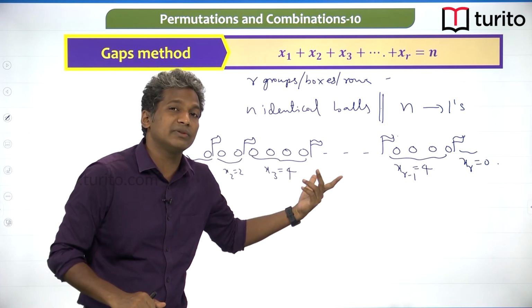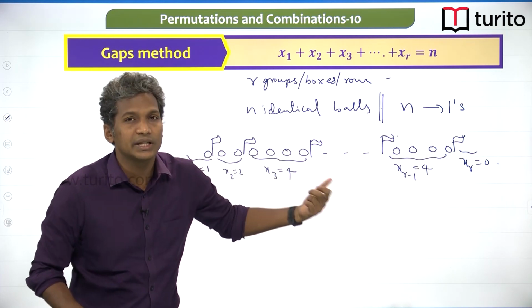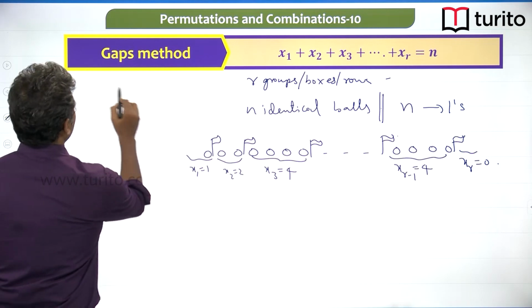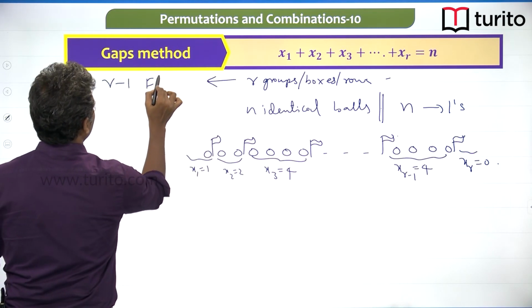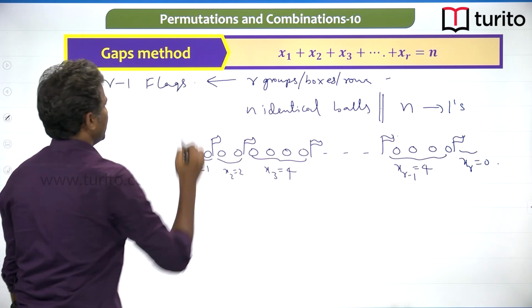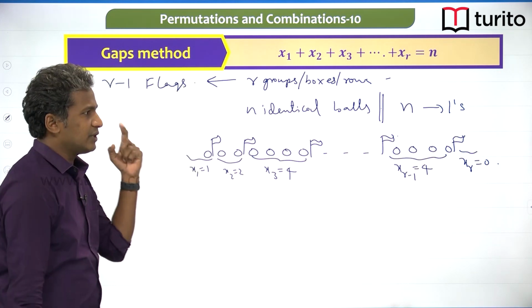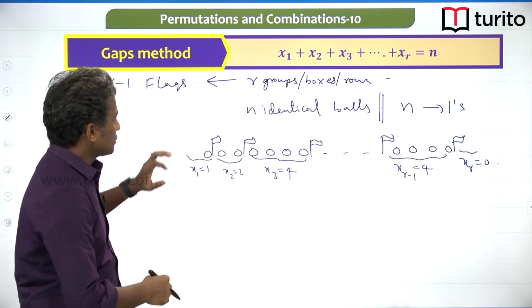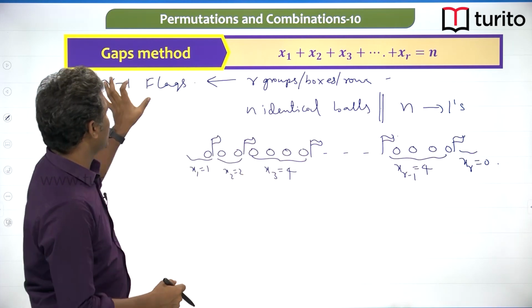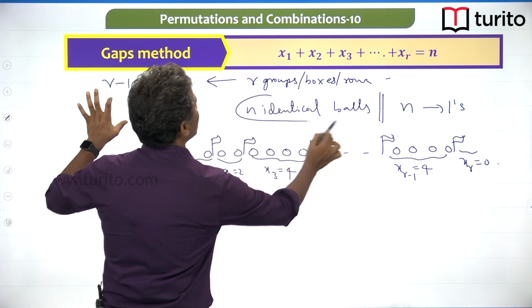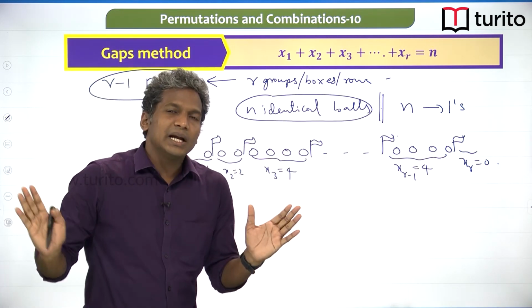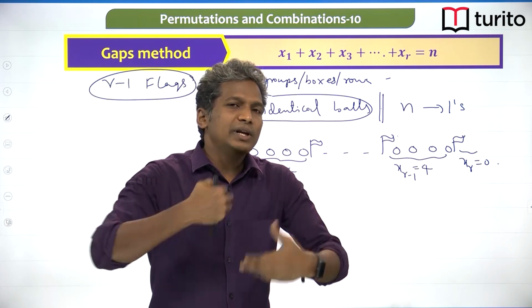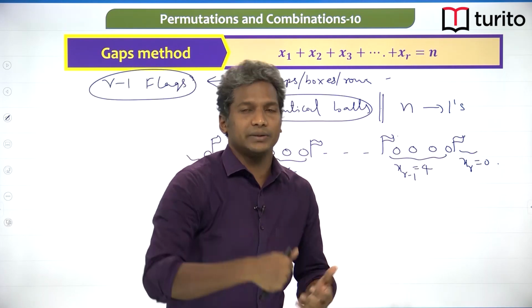So how many flags are we taking? We are actually taking r minus 1 flags, okay. If there are r groups, we are going to take r minus 1 flags. So I am going to arrange these r minus 1 flags and these n identical balls in a straight line. So if I randomly arrange all of them, then every arrangement is going to represent something, okay.